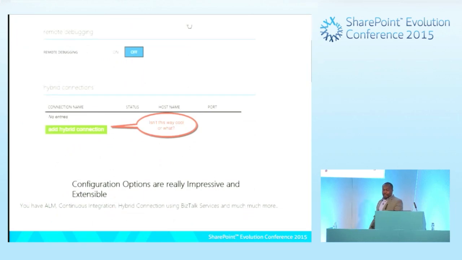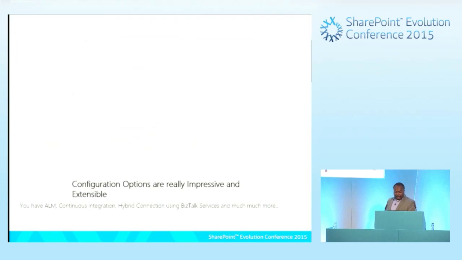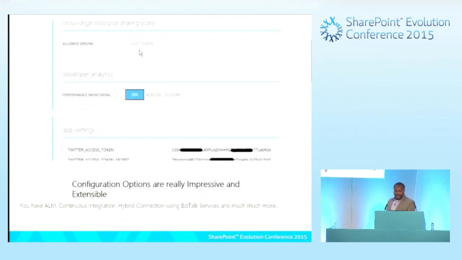Also, it provides for remote debugging and also hybrid connection, which, as I say, I love hybrid. Next thing I want to talk about is it does provide for cross-origin resource sharing and also developer analysis, and these are where your connection strings are also going to be located.